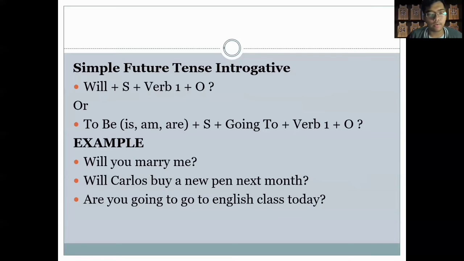Or will Carlos buy a new pen next month? First you put will and then Carlos as a subject and then buy a new pen next month. Or for going to sentences, are you going to go to English class today? First of all, you put to be in the front of the sentence, in here are, and continue with subject, you. After that, you put going to, and go, and to the English class today as an object. Are you going to go to English class today?